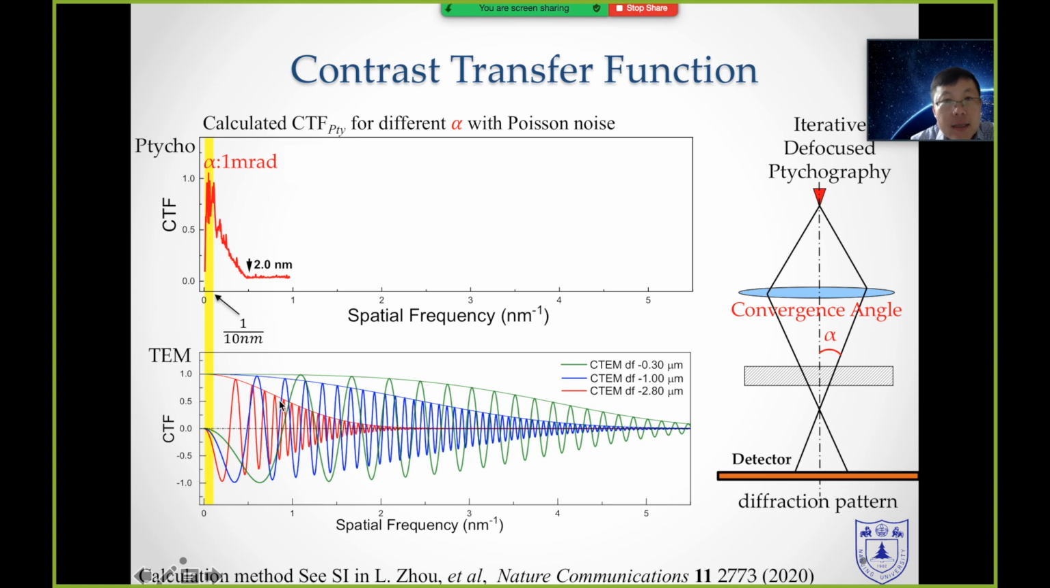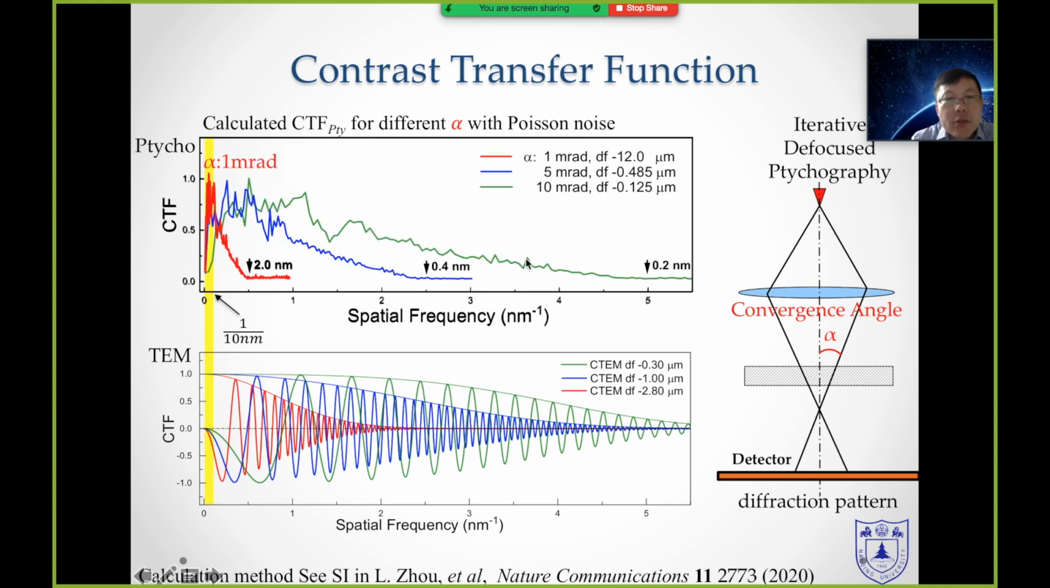Secondly, unlike a TEM, the ptychography phase contrast function does not have a zero crossing in the entire transfer range, and that is consistent with the previous observation, which means ptychography phase doesn't have contrast reversal over the entire spatial frequency. Therefore, the resulting contrast can be directly and intuitively interpreted.